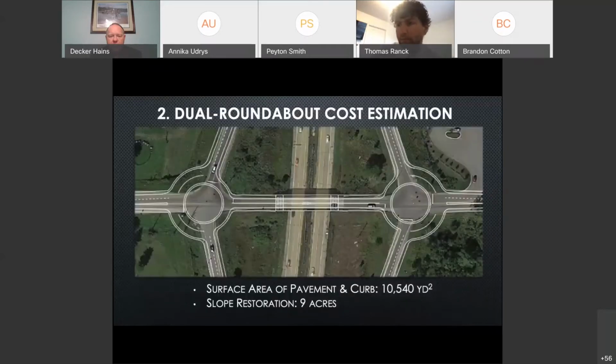To start with the roundabout cost estimate, as previously stated, we were asked by our sponsors to do their alternative design, which consisted of a roundabout on both sides of the approaches. In order to achieve a level of service A and B while following MDOT and Federal Highway Administration standards, the road construction came out to be approximately 10,000 square yards, with an estimated 9 acres that will be in need of slope restoration.